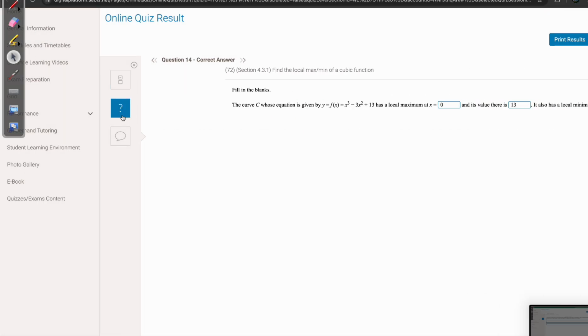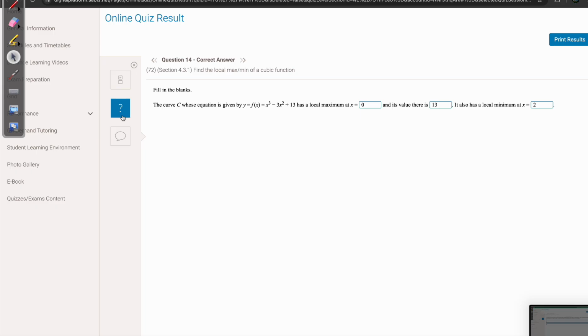Number 14. The curve whose equation is given by x cubed minus 3x squared plus 13 has a local maximum at. Okay. Now, to find the local maximum and minimum, which are the stationary points overall, we're going to have to first derive this equation. 3x squared minus 6x. 3x squared minus 6x is equal to 0. Because we want the turning points, we're going to get x is 0 and x is 2.